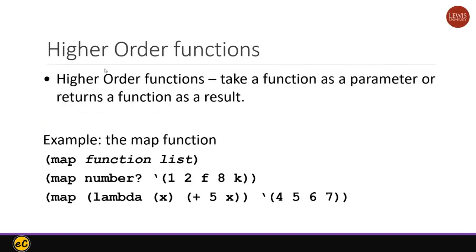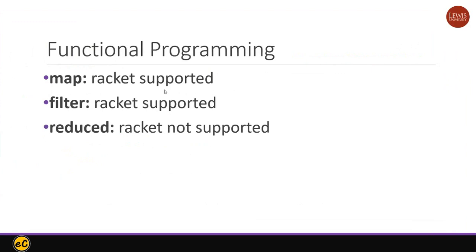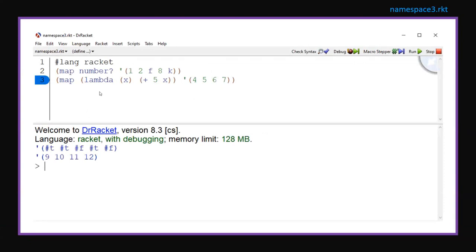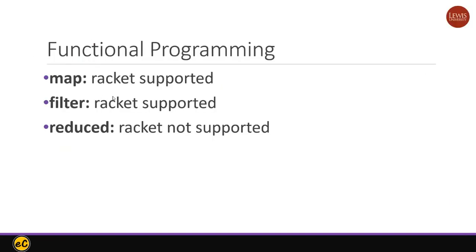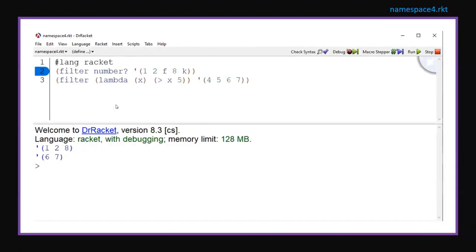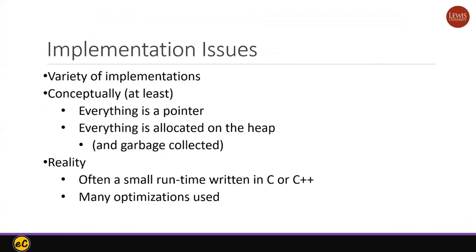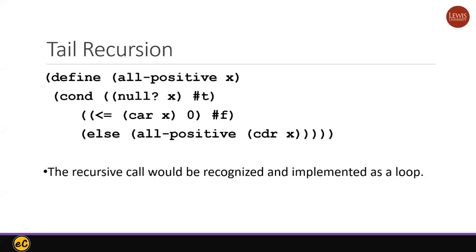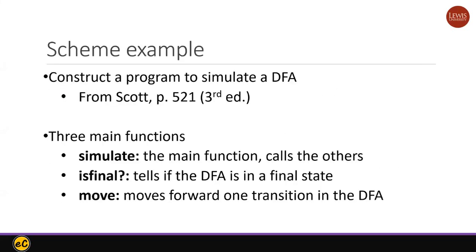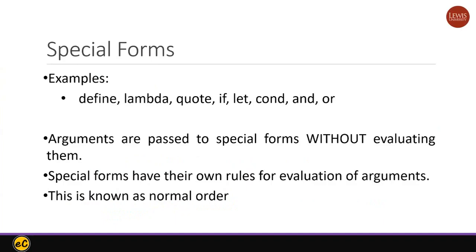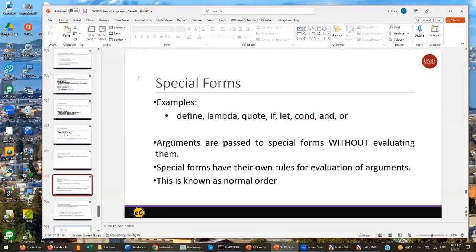Okay, there are higher order functions in functional programming: map, filter, and reduce. Okay, map, filter, and reduce. Dr. Racket supports the first two. Okay, and the rest of them are too difficult. Let me go back to the example, okay?